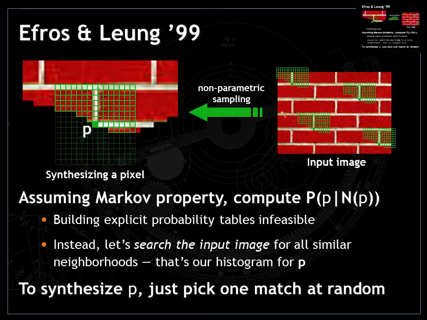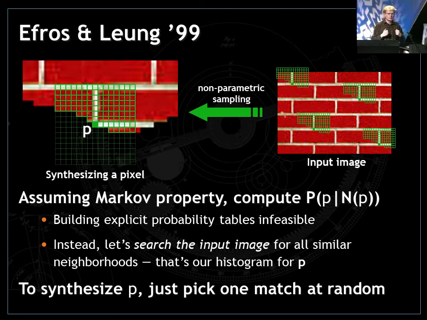And this is the Efros-Leung algorithm in one slide. Basically, we have synthesized some pixels on the left already, and now we're ready to synthesize pixel P. To synthesize pixel P, we want to compute the probability distribution of that pixel given the neighborhood pixels, because we are assuming, again, a Markov property that it only depends on the neighborhood. So we could, again, compute these huge probability tables, but in the image domain, that just becomes infeasible. So what we do instead is we go into the input image, and we search it for all the similar neighborhoods that look like the neighborhood we have. And then we take all of these neighborhoods, and that becomes our histogram for P.